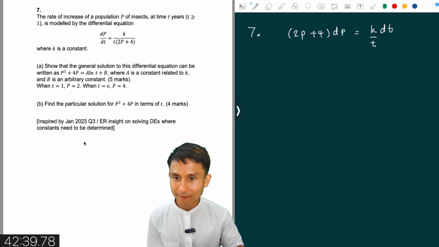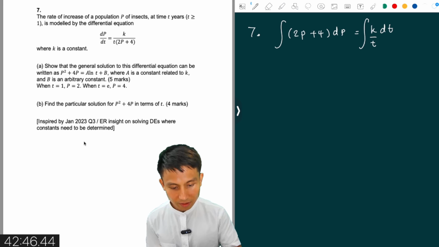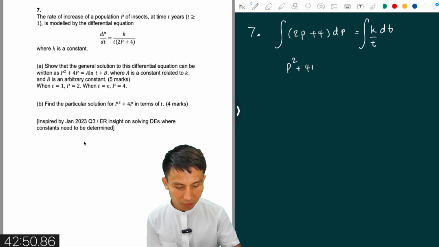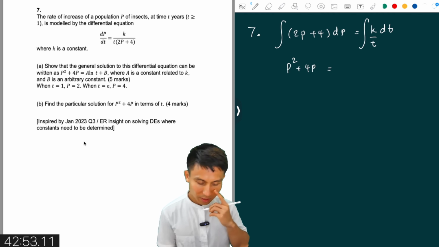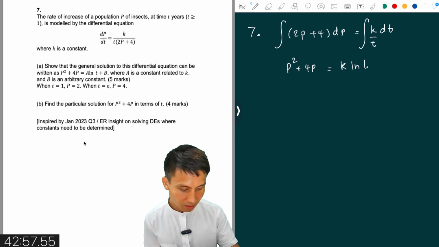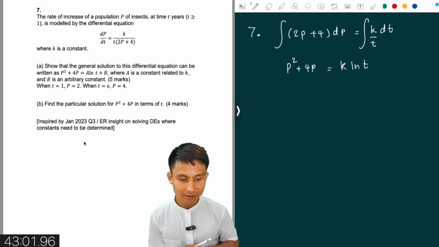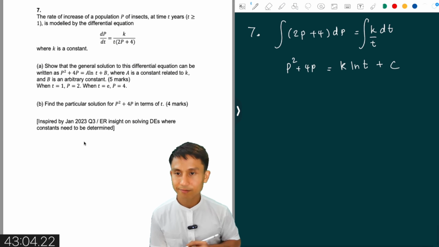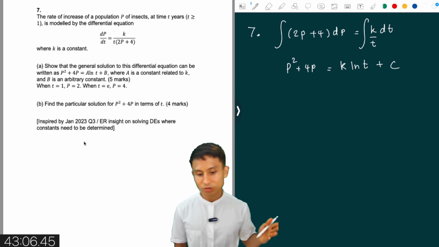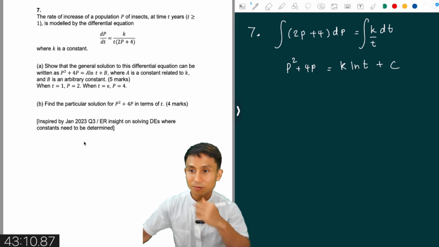Okay. So yeah, and then we integrate. On the left side we get 2p squared over 2, so that's just p squared plus 4p equals, integrating k over t, that's just k ln t, where t is greater than 1, plus c. We don't know k, we don't know c, we need to find both.